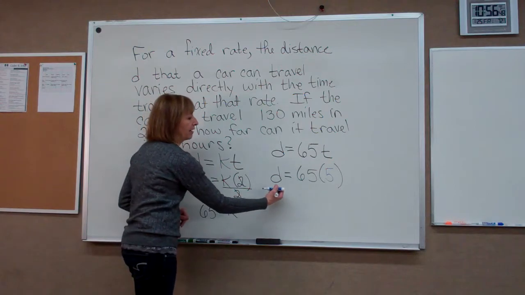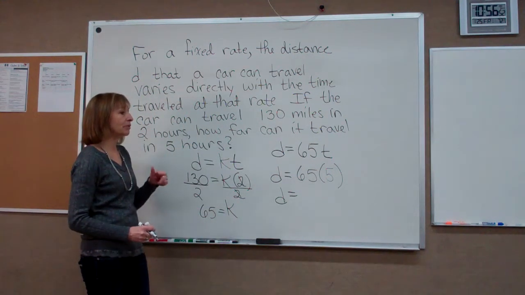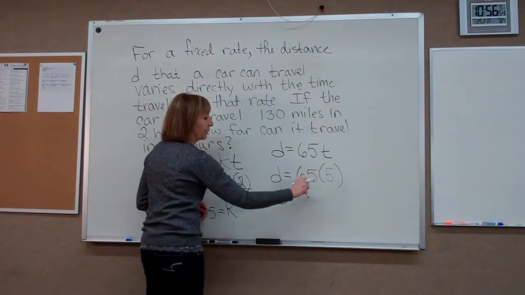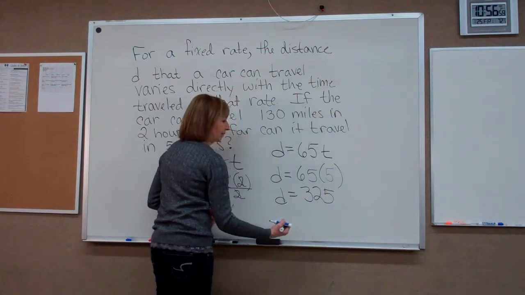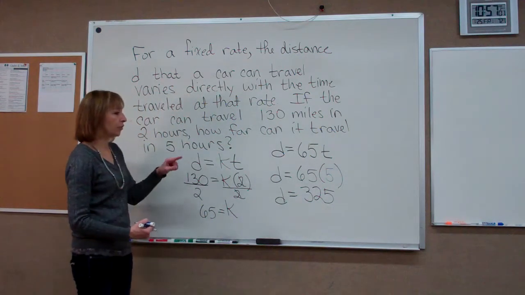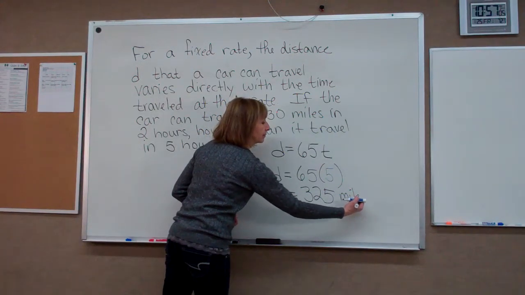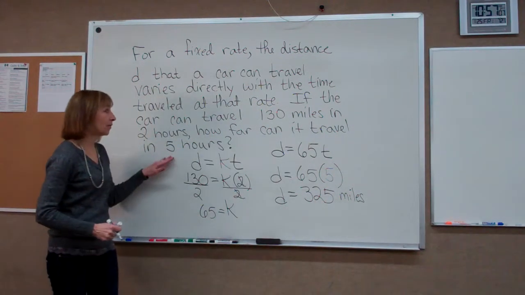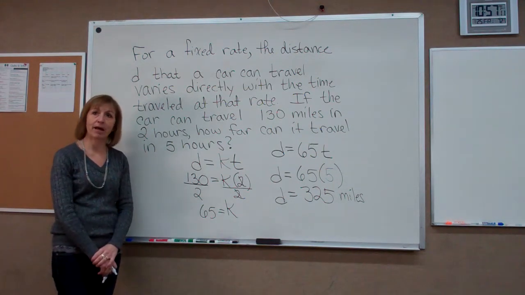And so here we have our distance is equal to 65 times 5, which is 325. So the car can travel 325 miles in 5 hours if it's traveling at a constant rate of 65 miles per hour.